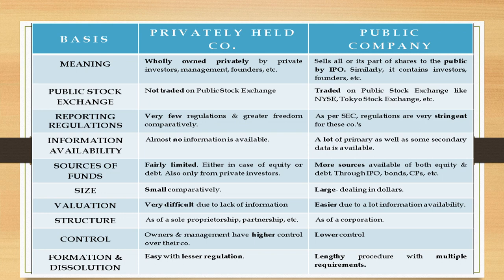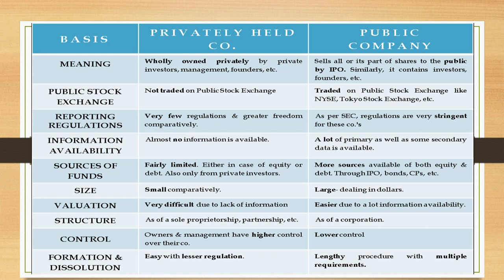Size of the private company is comparatively small and public company is comparatively large. Valuation: it is difficult to value a private limited company due to lack of information; a public company is valued easily due to the availability of information. Private companies are highly controlled by its owners or management. Public companies have a lack of control due to their many members.